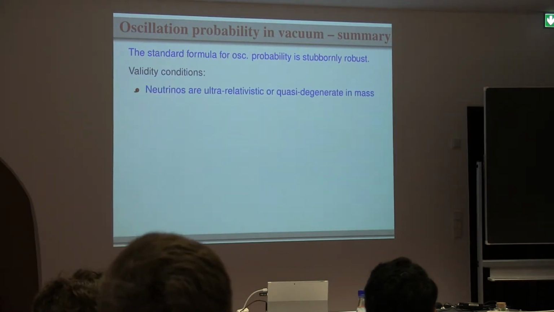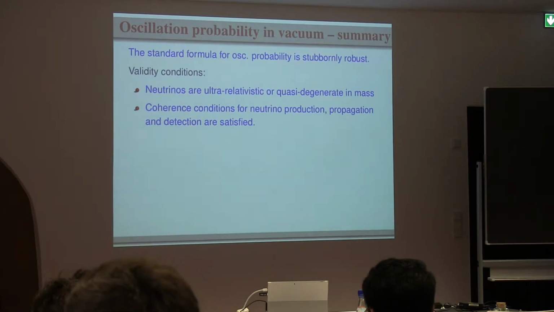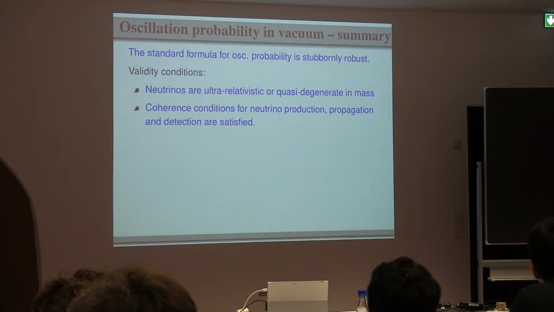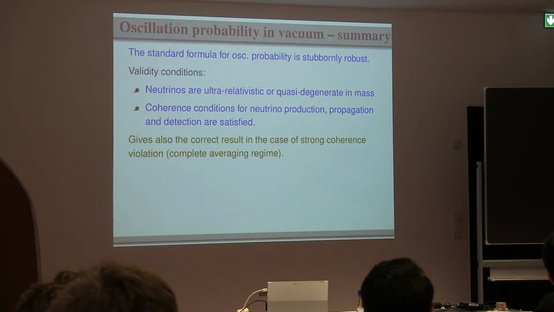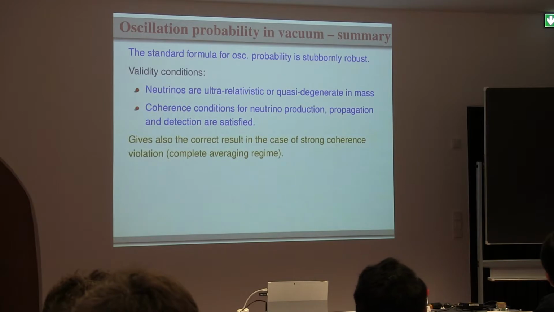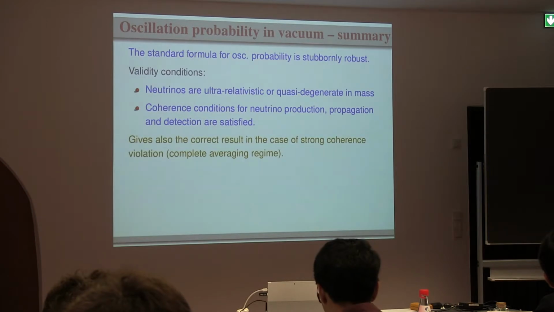Okay? And the validity conditions which I used in my derivation were that neutrinos are either ultra-relativistic or quasi-degenerate in mass, and the coherence conditions for neutrino production, propagation and detection are satisfied. Now, assume we somehow managed to completely destroy coherence. What would happen in this case? In this case, the oscillation probability would be not actually the oscillation, but flavor transition probability. It would correspond to the result which can be obtained from the standard formula by averaging over all the oscillations.